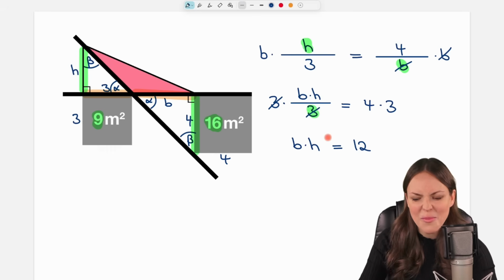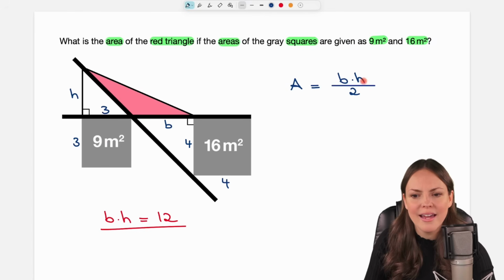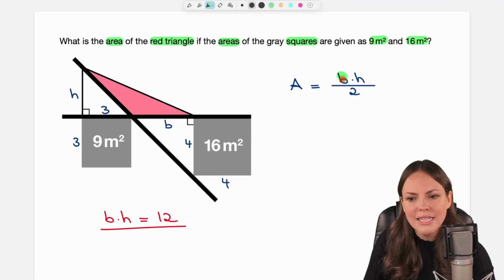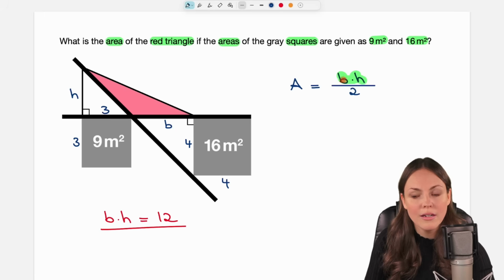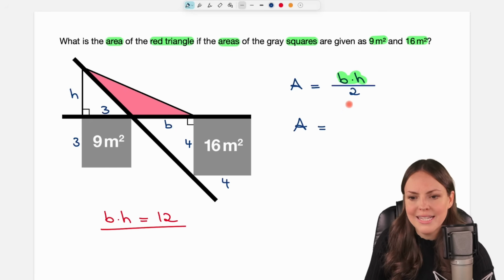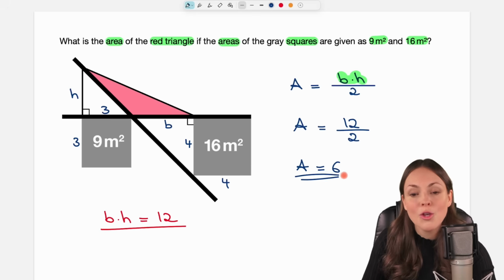Let's go back to the beginning where we had our formula here. We now know that B times H equals 12. Well, that's actually enough. We only need B times H in here, so let's replace this by 12. So the area of my triangle is then B times H, which is 12, divided by 2, so my area is 12 over 2 equals 6. So I don't need to know B or H individually. I can just use this product and I'm done.